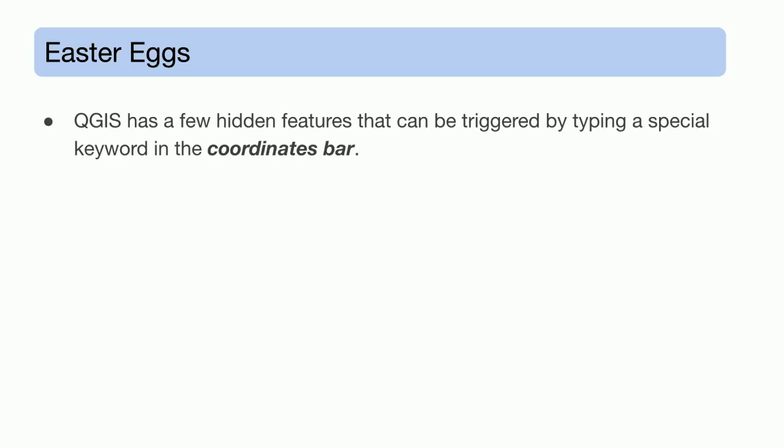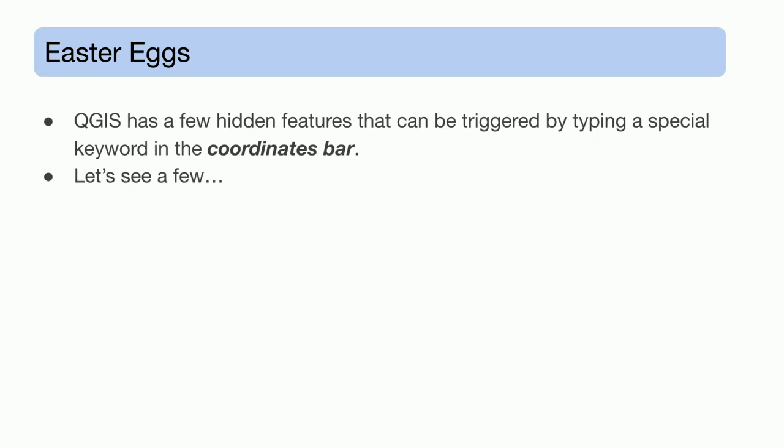Lastly, I want to show some hidden, fun things that are there. Many software has Easter eggs. QGIS also has Easter eggs. These are things that are not documented. They are hidden somewhere by developers for users to find.